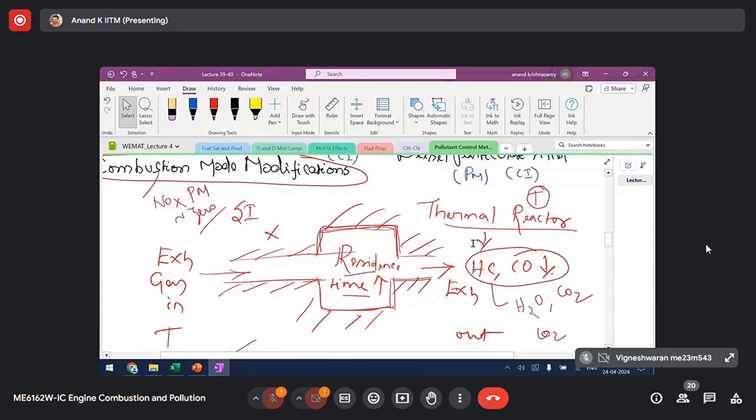This is not effective because the exhaust gas temperature varies based on the engine operating condition. Sometimes it is very low. For example, at the time of just starting the engine or at low load condition, the gas temperature is considerably less. So you cannot effectively reduce HC and CO in the tailpipe because of this reason.